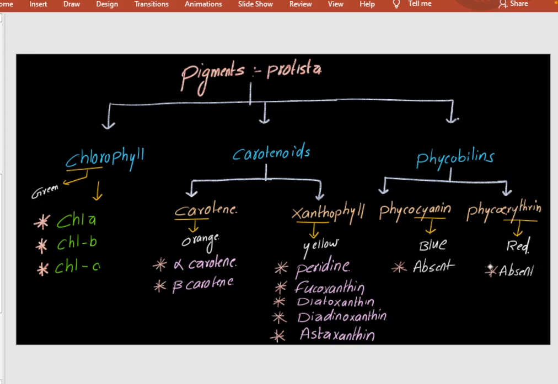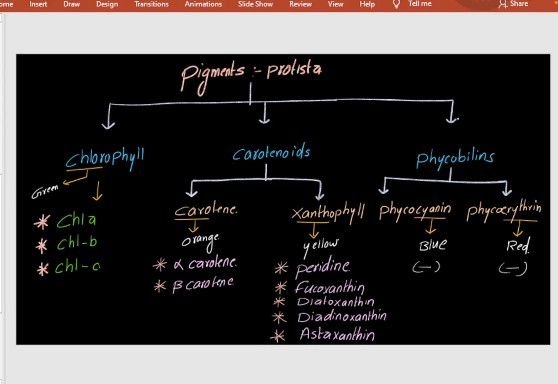So actually phycocyanin and phycoerythrin, the phycobilins, are not mentioned for Protista. According to our information it is not present, so leave it. We cannot say absent, we cannot say present, we will leave it blank. No information. Now coming to chlorophyll A, B, C, carotenes, alpha carotene, beta carotene, and xanthophylls, which are of many types. We will see these things.